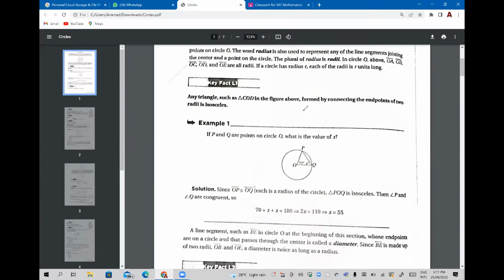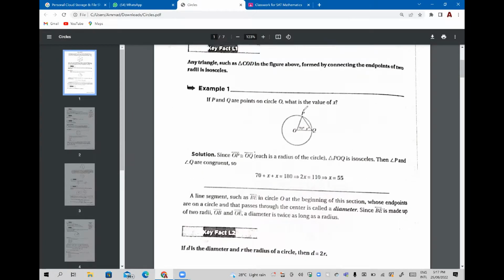Example 1: if P and Q are points on circle O, what is the value of x? If you look at this example, P and Q are two points on the circle, and the lines go from the center, so both of these lines are going to be the radii, and both of these are going to be equal. So POQ is an isosceles triangle. This is what we've extracted. And angles P and Q would also be congruent.